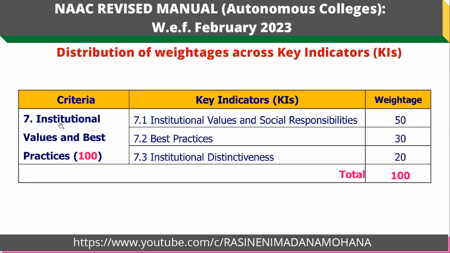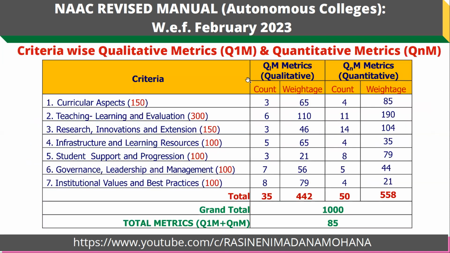Then the last criterion 7, institutional values and best practices, the total weightage is 100. That is divided into three key indicators 7.1 institutional values and social responsibilities with 50 weightage, then 7.2 best practices with 30 weightage, then 7.3 institutional distinctiveness 20 weightage. The total weightage is 100. Okay, these are all the 7 criteria distribution of weightages across the key indicators.